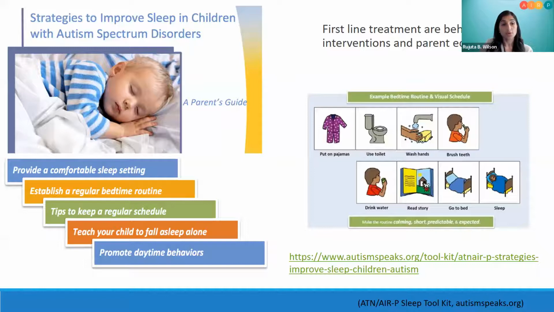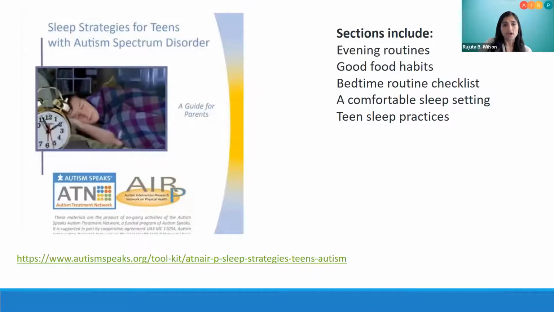There are other things that they go through, like providing a comfortable sleep setting, establishing a regular bedtime routine, teaching a child to fall asleep alone, and promoting some daytime behaviors that can help sleep as well. This does extend to teens, so not just young children. And so, sleep strategies for teens with autism. Some of these sections include evening routines, good food habits, a bedtime routine checklist, a comfortable sleep setting, and teen sleep practices.